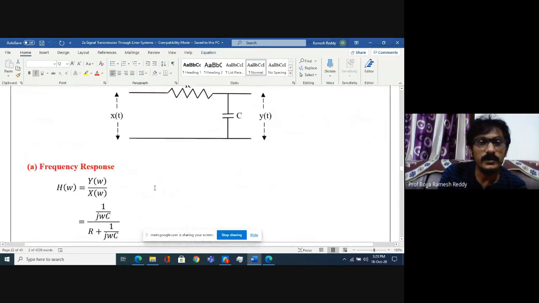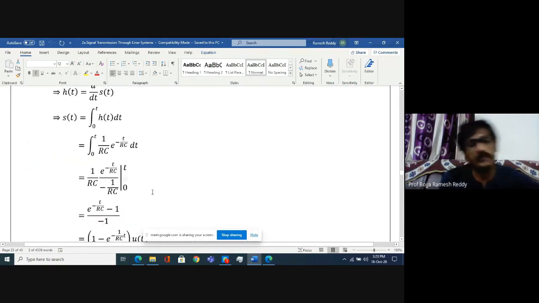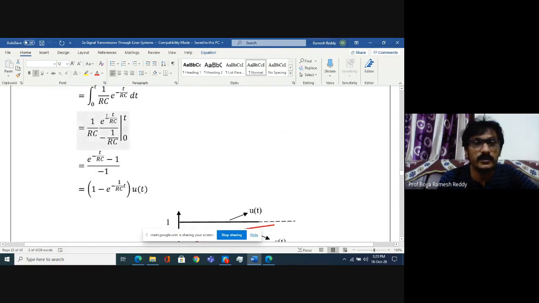Now here calculate step response. Based on step response only, we can evaluate rise time. Step response s of t is equal to integral 0 to t h of t dt. This is impulse response. Take the integration of this. There is 1 by RC. Integration of e power something is e power same part divided by coefficient of t. Substitute upper and lower limits. It will become e power minus t by RC minus e power 0, 1 divided by minus 1. Multiply with minus 1. Numerator, denominator. It will become 1 minus e power minus 1 by RC into t u of t.